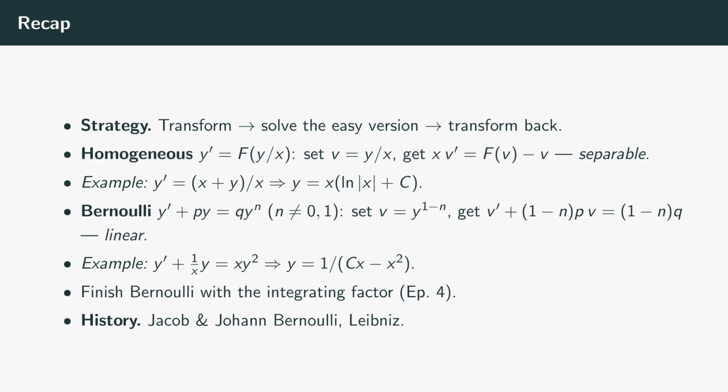For Bernoulli equations, y prime plus py equals q times y to the n with n not 0 or 1, we substitute v equals y to the 1 minus n and obtain a linear equation. V prime plus the quantity 1 minus n times p times v equals 1 minus n times q, which we finish with the integrating factor from episode 4. Our example, y prime plus 1 over x times y equals xy squared, gave y equals 1 over cx minus x squared. Historically, the equation traces to the feuding Bernoulli brothers and Leibniz.